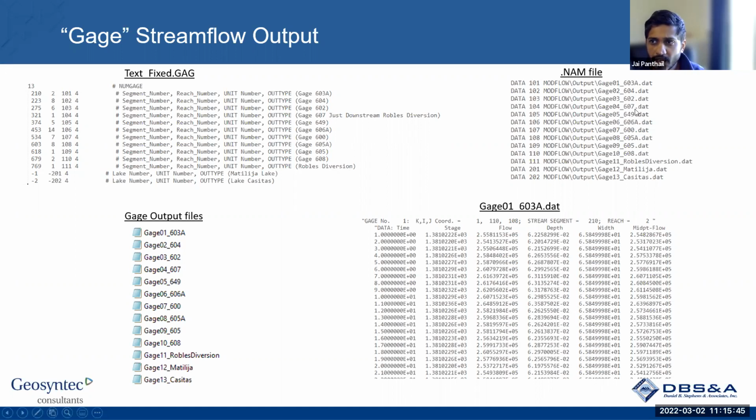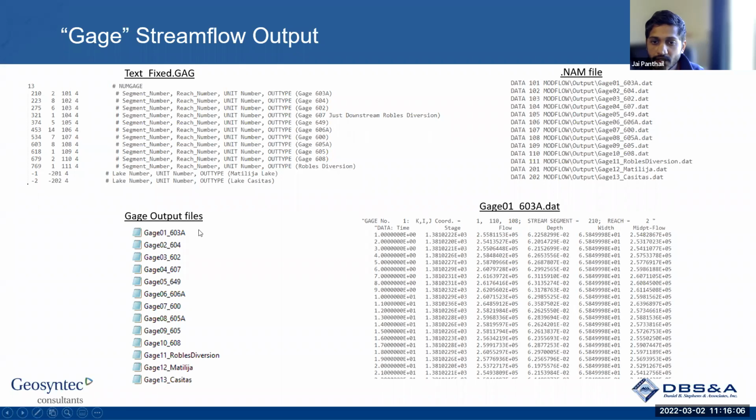The NAM file is what tells the model what the output file name should be. So I'm telling it for 101, which is 603A, I want that file name: gauge01_603A.dat. Those are just the various output file names.